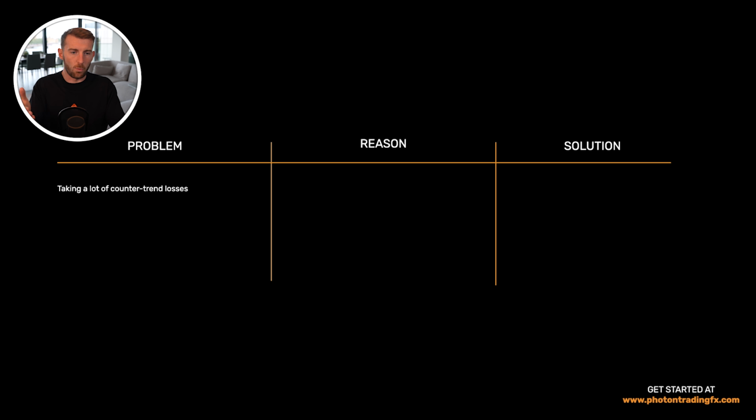Okay, so one instance of a problem I had was when I looked back through my journal, I found that I was taking a lot of losses that were counter trend. So something I didn't mention at the start, but for this to be effective, you guys need to be journaling and reviewing your trades. Okay, I don't think anyone really seems to do this these days. It doesn't seem to be spoken about enough.